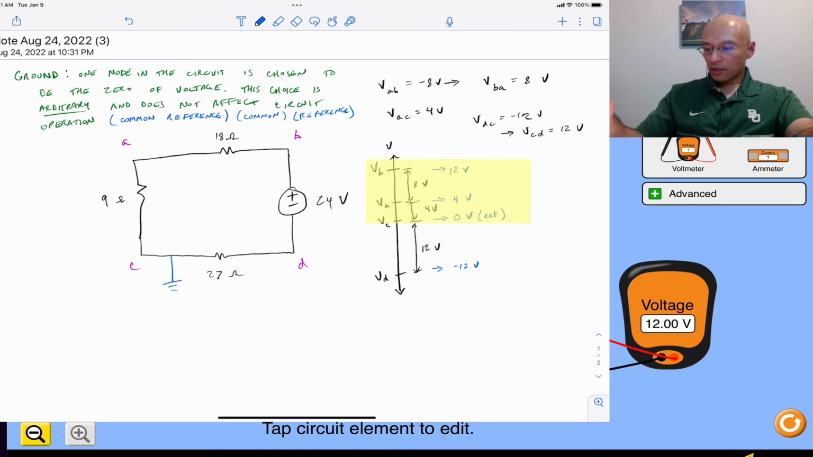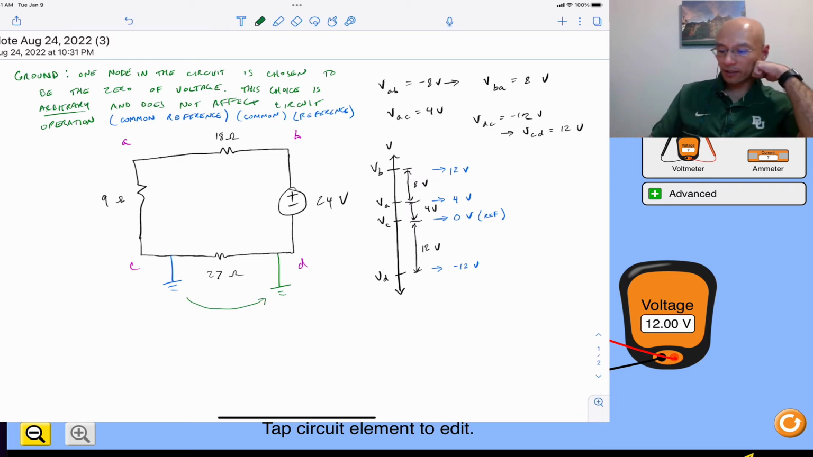So I could move the ground, and I'll move it once again to D. I'm not going to erase the one at C, I'll just draw a different color. So we're moving the ground there to D. And what happens now is that D becomes our 0 volt reference. That then turns VC into 12 volts. That turns VA into 16 volts.